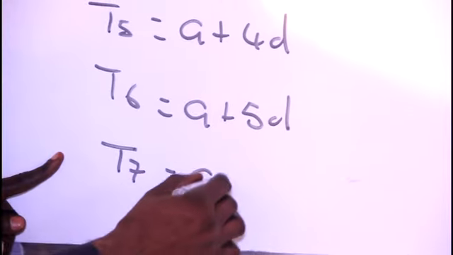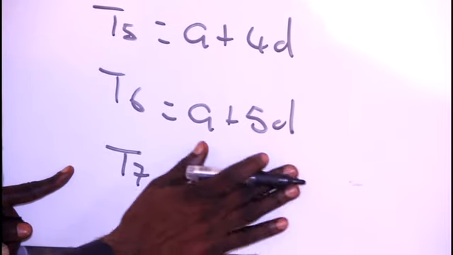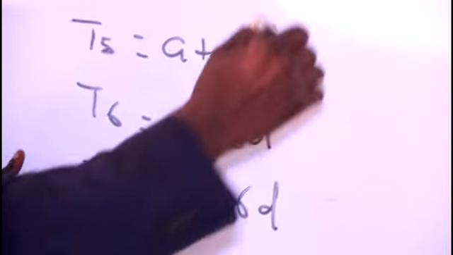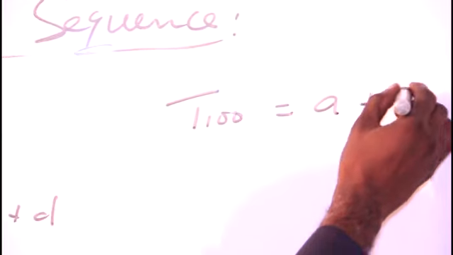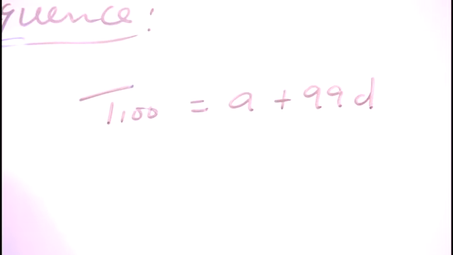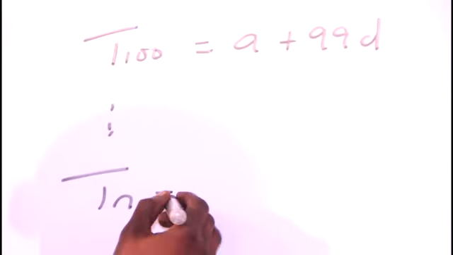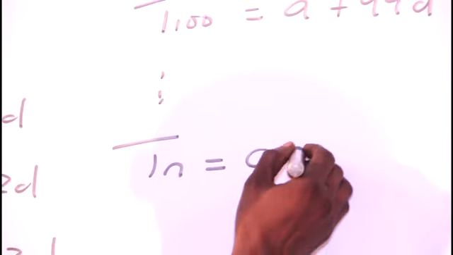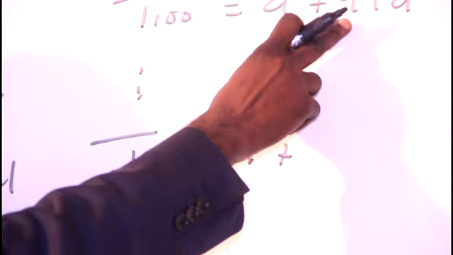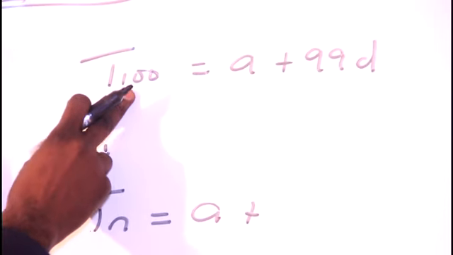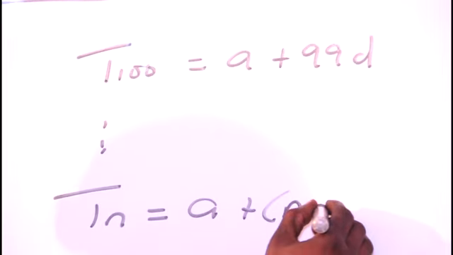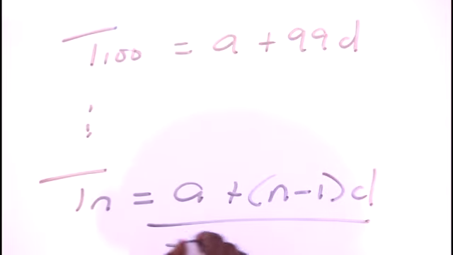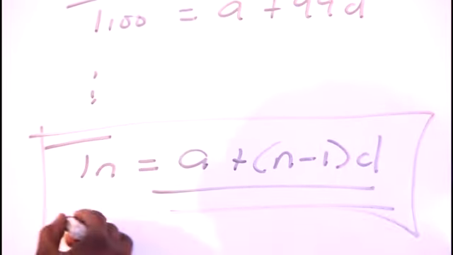T7 will be equal to A plus what? 6D. Sorry, 6D. In fact, if you have T100, that will be equal to A plus 99D. So, by deduction, if we have Tn, what will be our result? Our result will be A plus, did you notice that n is being reduced here by 1? If this place is 100, this place is 99. So 100 is being reduced by 1. So n here will now be n minus 1 d. That is our very simple formula by deduction.